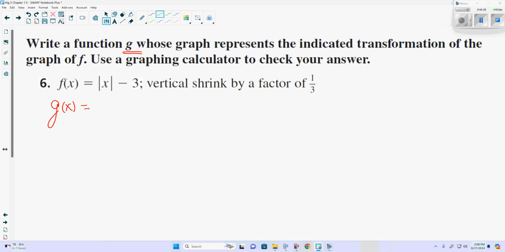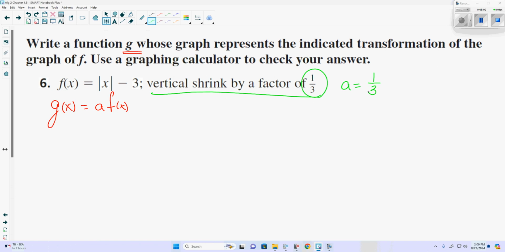Now our vertical stretch or shrink is a times f of x, where a is the amount that we're stretching or shrinking the function by. Now they told us in this here that we have a vertical shrink of 1/3. So the value of a is 1/3. With vertical stretch or shrink, it's going to be exactly what it is. Vertical, it's exactly what it is. Horizontal, we have to flip it.